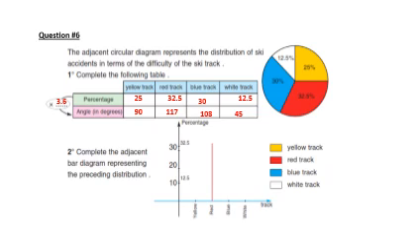The yellow track is 25%, so this is 25. So 25 is exactly in the middle of 20 and 30. The blue is 30, and this is 30%. And the white is 12.5, and this is 12.5. And this is called a bar graph.